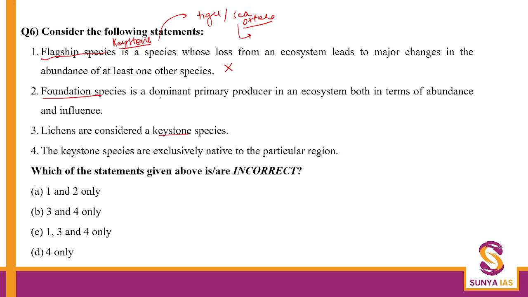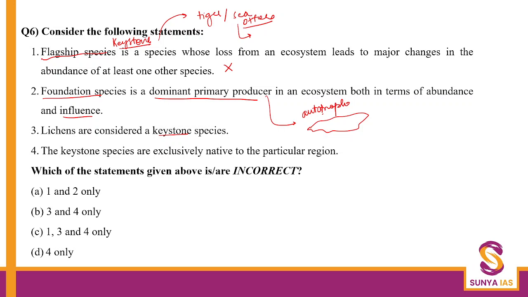Then foundation species is the dominant primary producer, both in terms of abundance and influence. This is correct. So let's say if I'm talking of an ecosystem which is just coming up, so the foundation species will be doing the primary production part. So if you're talking of autotrophs or if you're talking of plants, so they will produce food, they will be abundant there. So those are foundation species, that is correct.